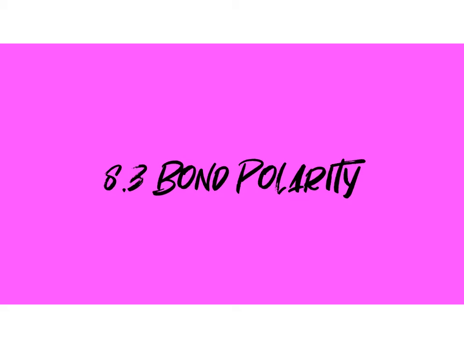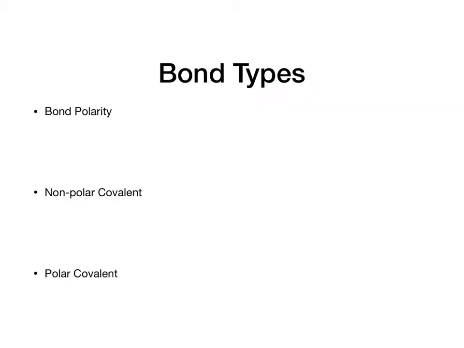In Chapter 8, Part 3, Bond Polarity, we're going to start to think about how two elements share electrons. Before we do that, we need to think about what it means for two elements to share electrons. Do they share them equally? Does one take all of the electrons?